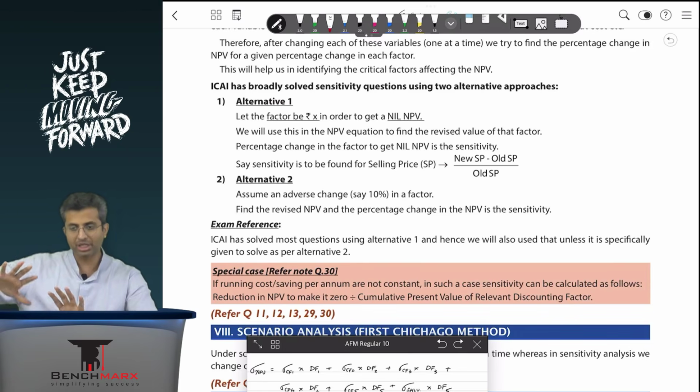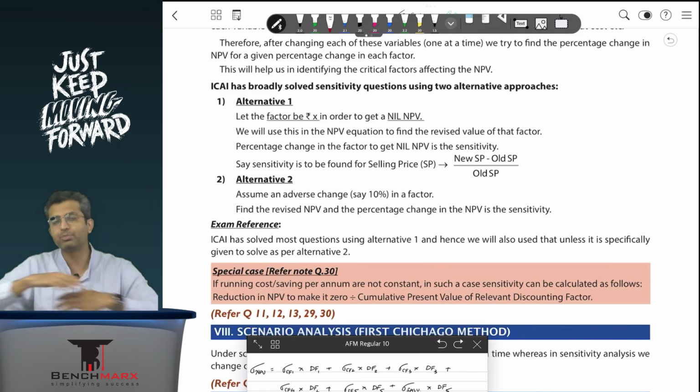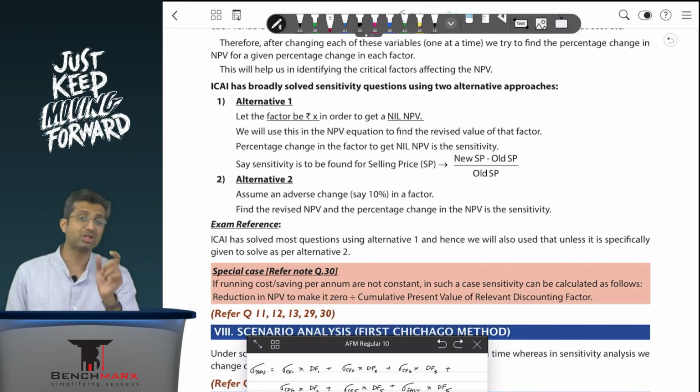because my NPV is 3,000, currently it is 5. If it increases by 3,000, that is 5 plus 3, 8,000, that means my NPV will become 0. So a change of 3,000 on the base of 5,000 will be a 60% change to be done in present value terms in order to make your NPV 0. This is usually done only in special cases where the values are different in each year. So the first method to calculate sensitivity is how much should be the percentage change in a particular factor to bring your NPV to a 0 balance.